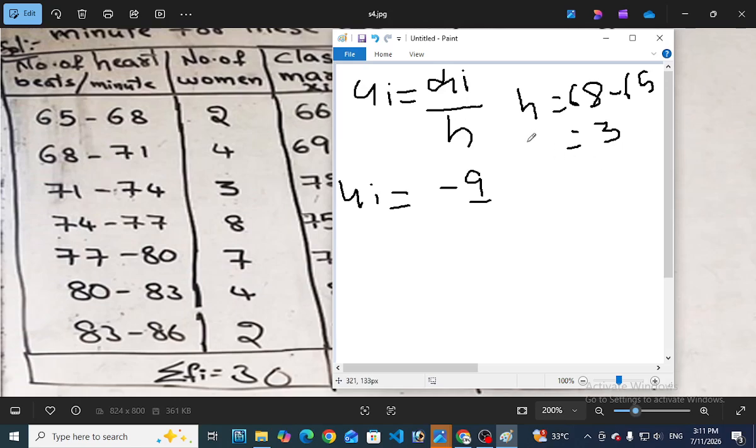Like that, if you observe all these classes, the common difference between the lower boundary and upper boundary is 3. That is why we are taking the common difference as the class width, and the class width as the class height. Height of the class h is equal to 3. So the step deviation for the first class is equal to minus 3.